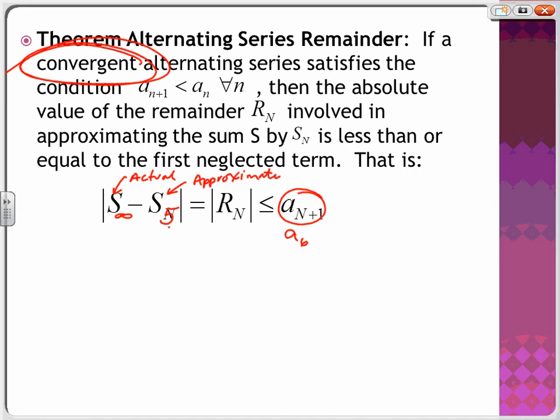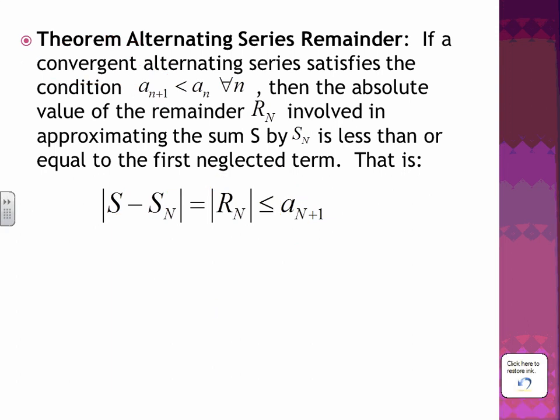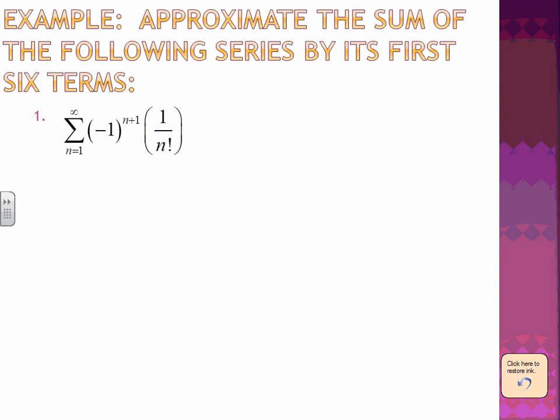Alright, so let's put this into action. In AP, you guys, AP loves to use this theorem, okay? So I'm going to approximate the sum of the following series by its first 6 terms. So should I go add up the first 6 terms? Let's say it first has to be convergent. So you can't do anything unless you know it is convergent. So let's first go find if this is convergent.